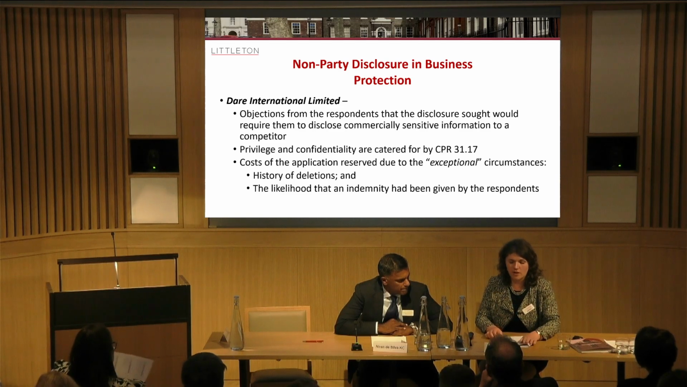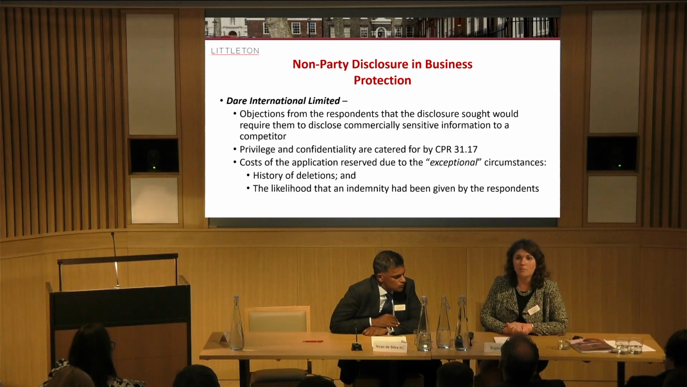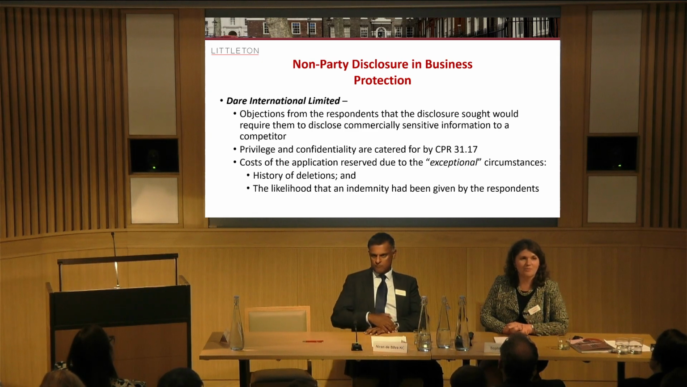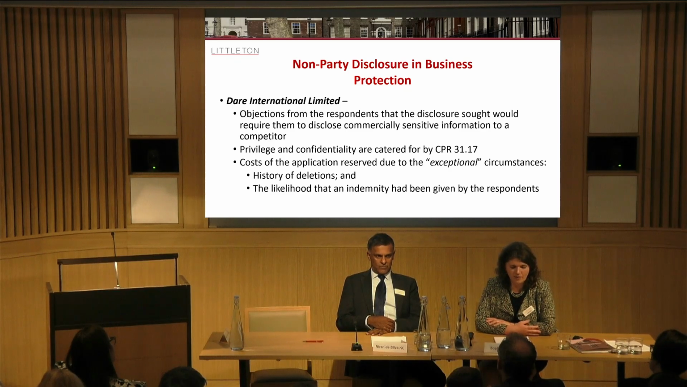The objections from Onyx were that they would be required by the order to disclose commercially sensitive information to their great rival, DARE. That didn't wash with the court. They said, well, privilege and confidentiality are provided for by CPR Rule 31.17. So the order was granted against Onyx and the senior employees at Onyx, and the costs of the application were reserved.